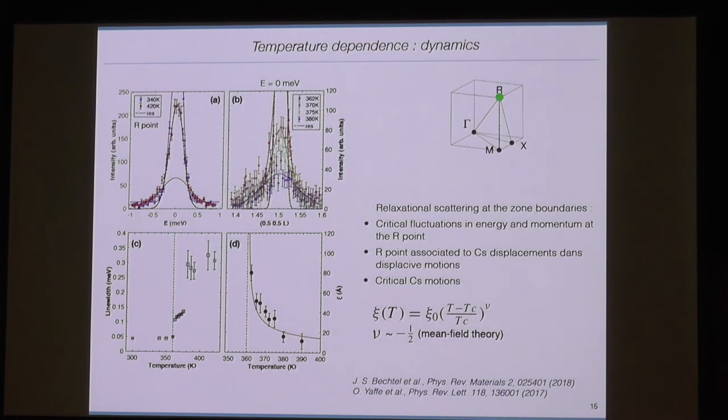And we can see a narrowing of this critical scattering, which goes along with a divergence of the correlation length as a function of temperature. So in relation to neutron scattering structure factors, the R point corresponds to displacive distortions and cesium displacements. So what we understand is that the cesium displacement that we could see in powder diffraction may explain this critical behavior. So we have critical cesium fluctuations that might affect the lattice dynamics.